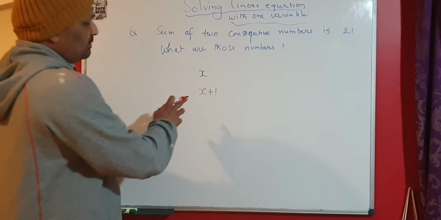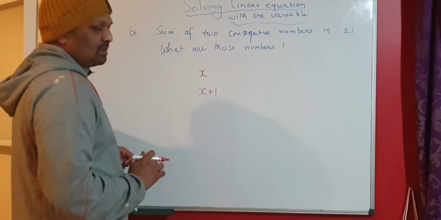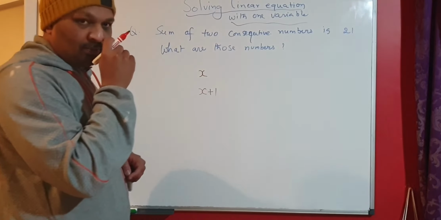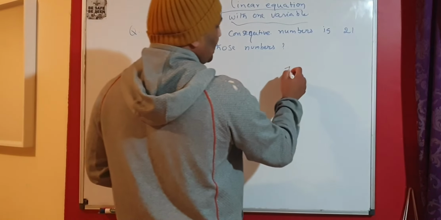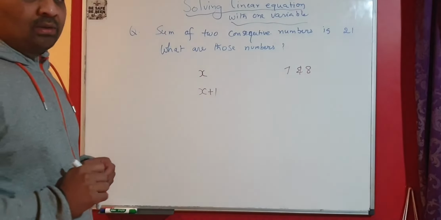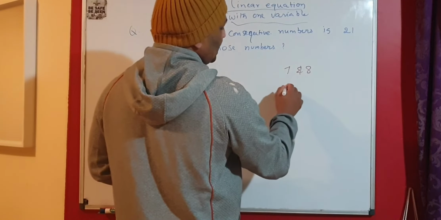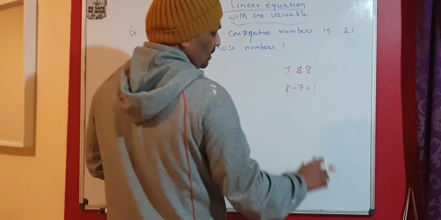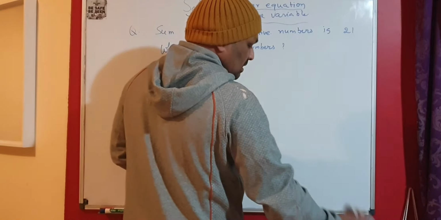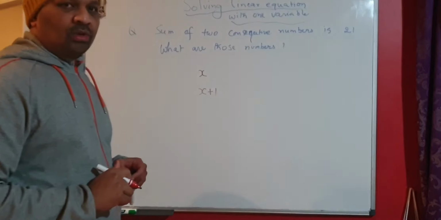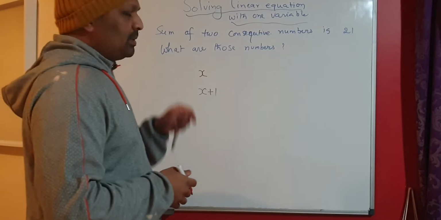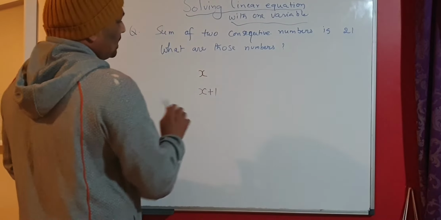Why? Because if you see the difference between x and x plus 1, the difference is 1. If you subtract x from x plus 1, we'll get 1. For example, 7 and 8 are consecutive numbers. Why? Because the difference of these two numbers, 8 minus 7, is 1. That's why they are consecutive numbers. So in this case, I thought x is one of the numbers and x plus 1 will be the consecutive number to x.